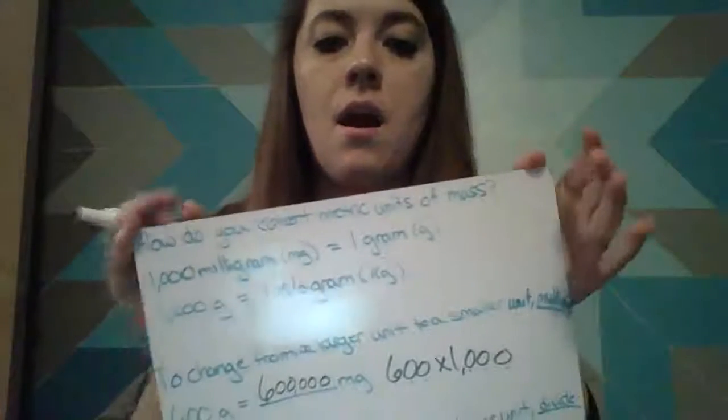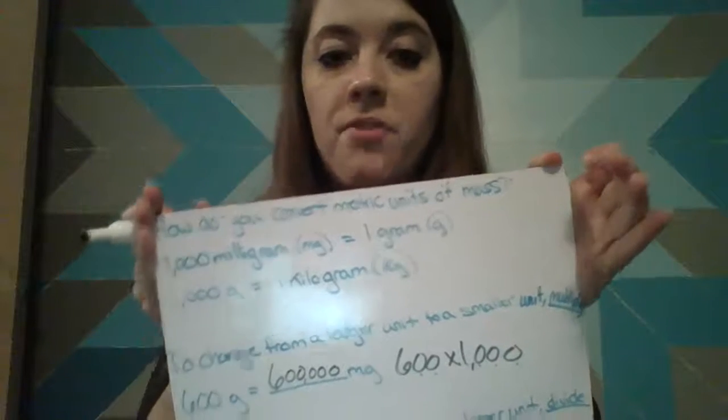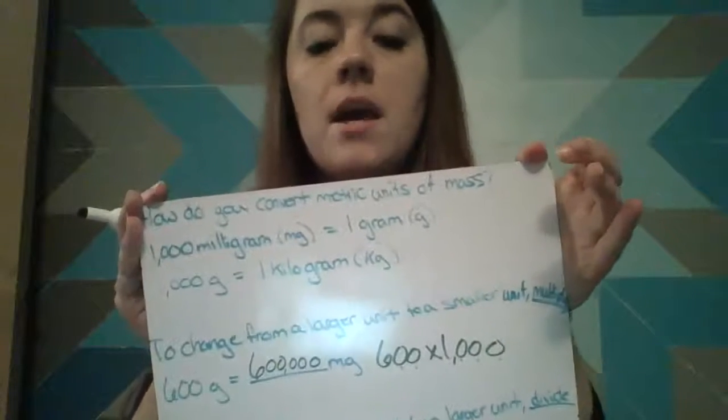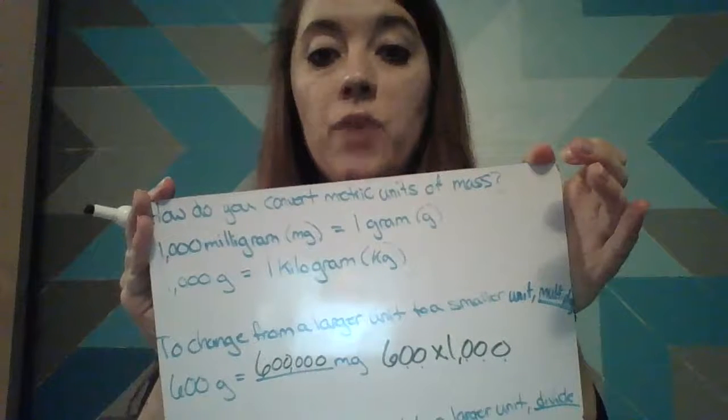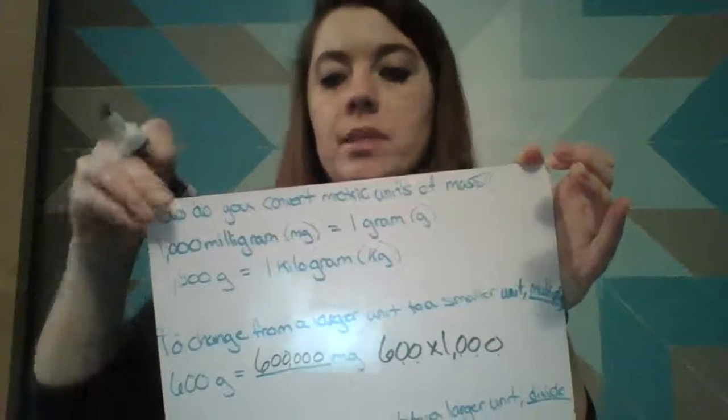So here are our different conversion relationships that we have. We've got the milligrams, grams, and kilograms. Remember, the key word for this lesson is metric, since this was all the metric system, which is used throughout the world, whereas customary is used primarily in the United States.